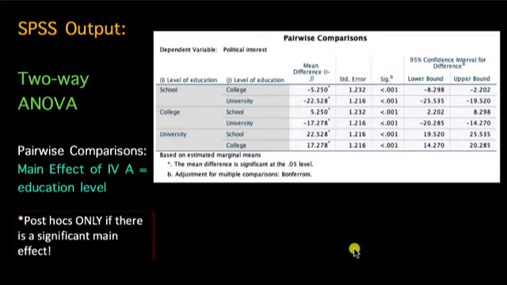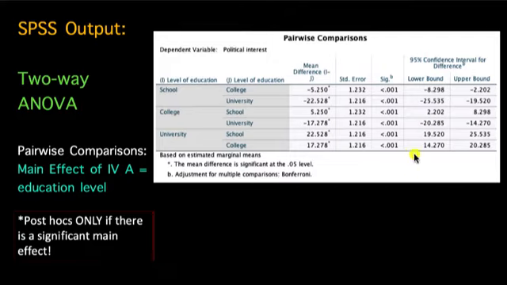Okay, so then the pairwise comparisons for the main effect of independent variable A, which was education level, will look something like this, right? So very similar to a one-way ANOVA in our post hoc test, we're looking at differences between pairs of our independent variable groups. And again, there will be redundancy. So if we look at school and college, that's repeated with college and school.